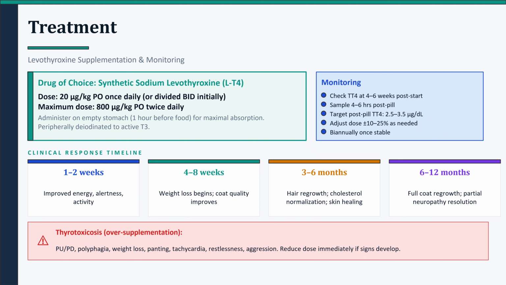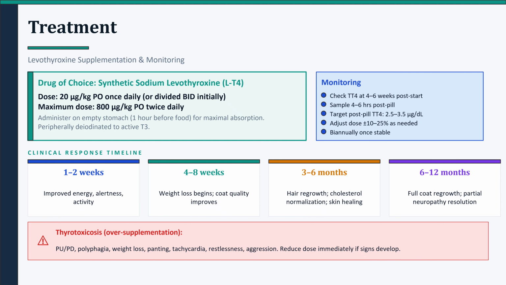Why T4 and why not T3, you might ask? Because T4 is the pro-hormone. It gets converted to the active T3 in peripheral tissues, which means the body self-regulates how much active T3 it actually needs. This makes dosing safer and more physiological.